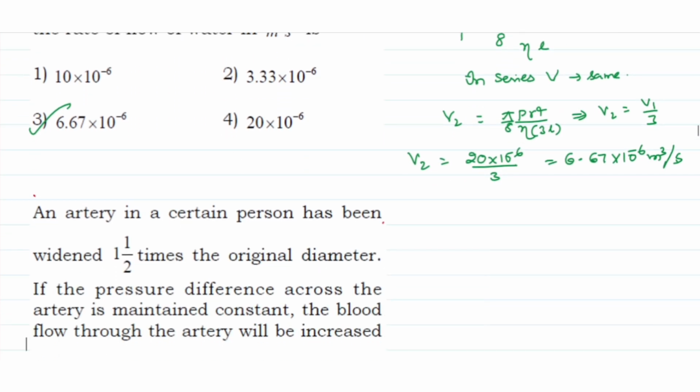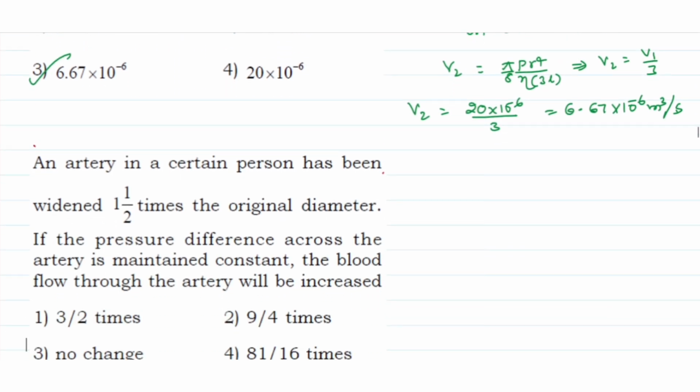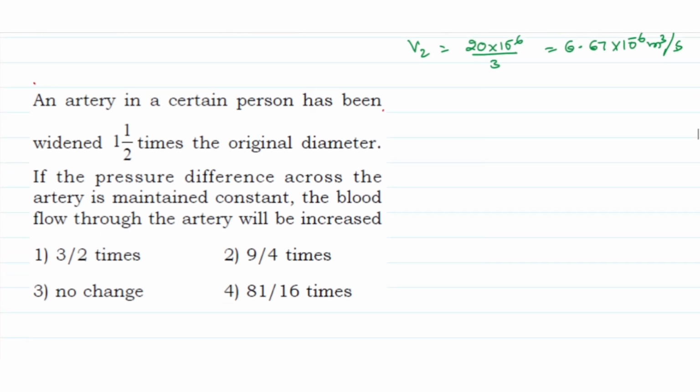An artery in a certain person has been widened to 1.5 times the original diameter. If the pressure difference across the artery is maintained constant, the blood flow through the artery will be increased. So here an artery is given, and it is widened to 3/2 times. Now they are asking how many times the volume flowing will increase if the artery is widened.